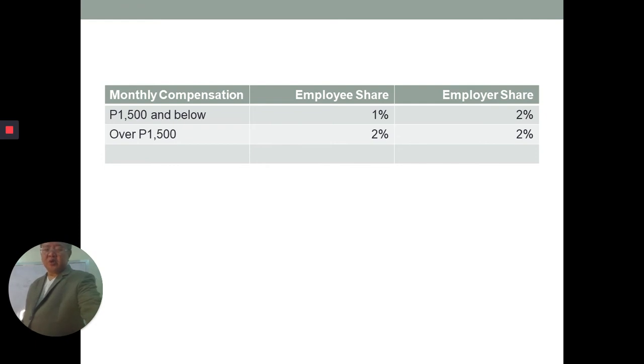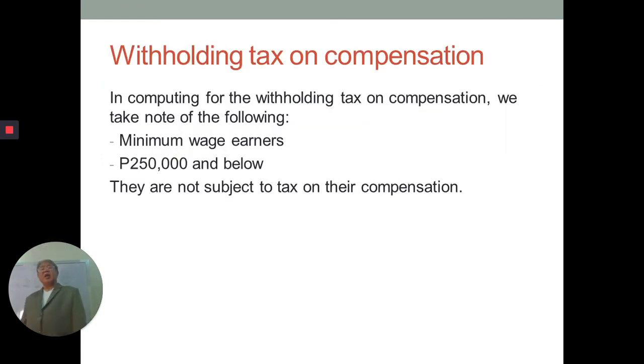Now, the last deduction will be the withholding tax on compensation. Okay? So, this is, again, our contribution to the government so that the government can fulfill their mandate of what? Infrastructure, giving services to the people. Okay? And, of course, paying the salaries of government employees. This is our contribution for national development. So, I am encouraging everyone, okay, when you graduate, when you enter the labor force, you have to contribute to the government.